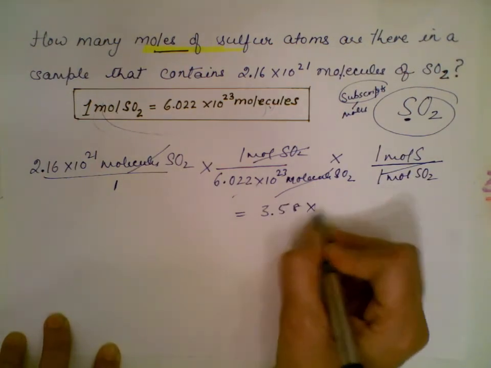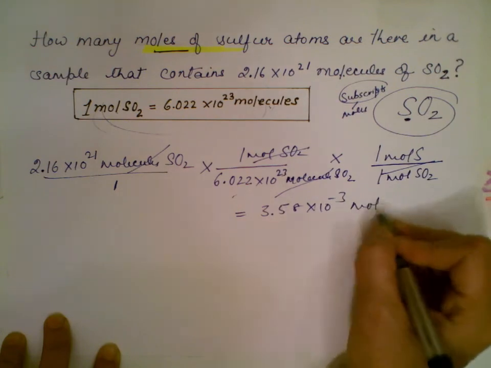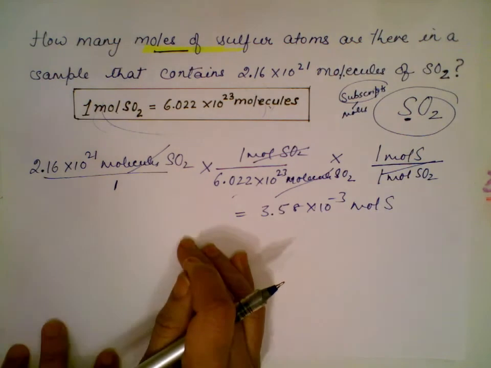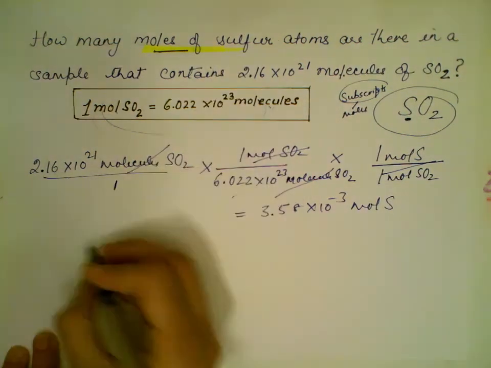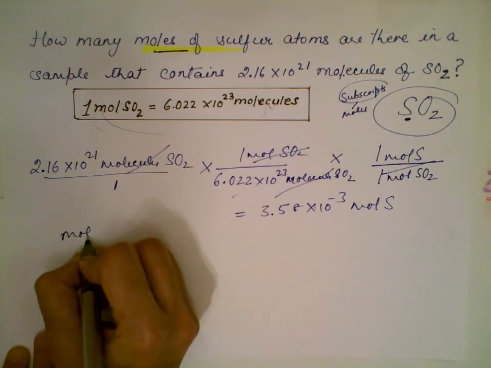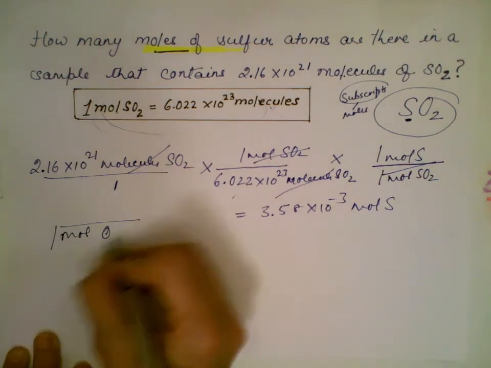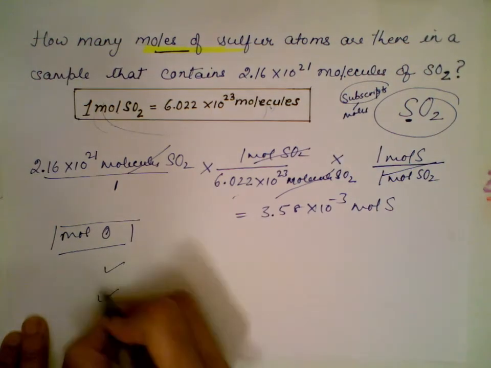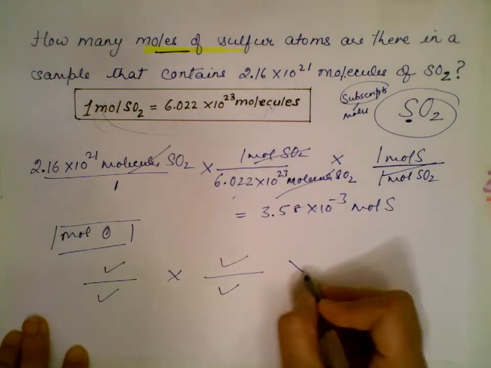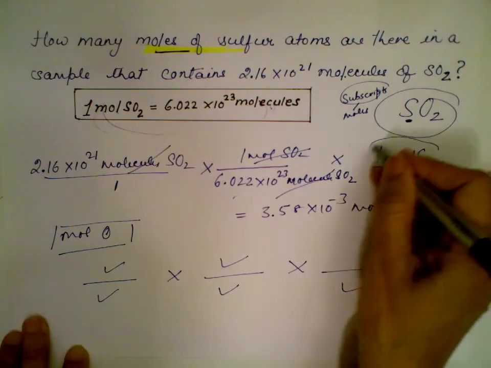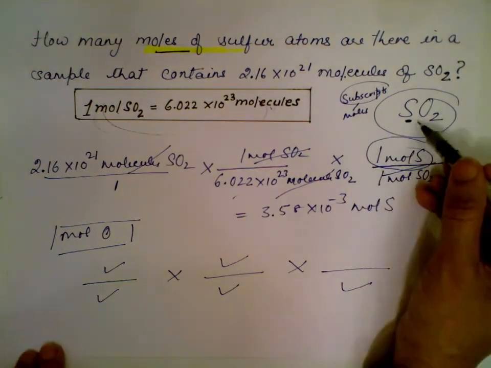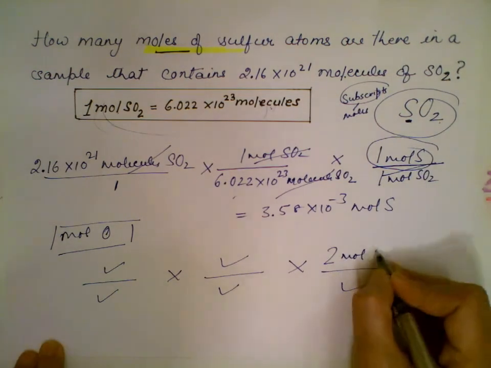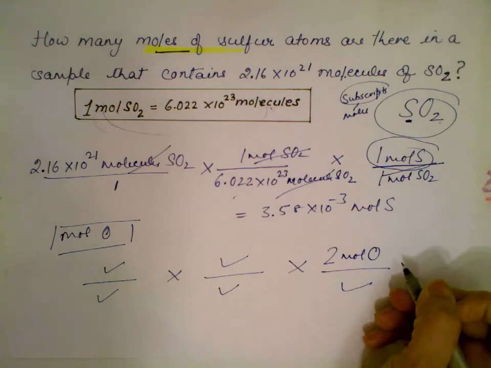This is what you should get. Now how about if you were asked to find moles of oxygen instead of moles of sulfur? What would happen then? This step is the same, everything is the same except this step. Where we have 1 mole of sulfur, you would write 2 moles of oxygen. That's the only difference.